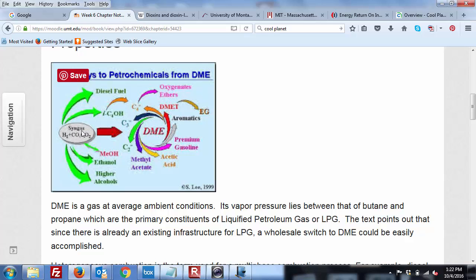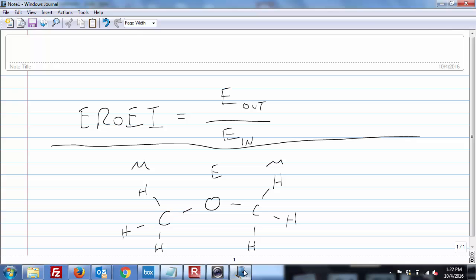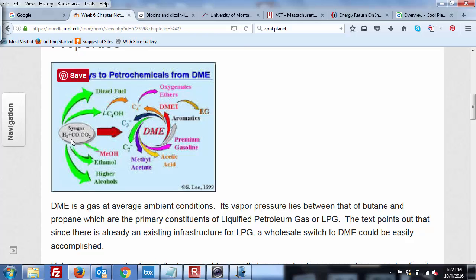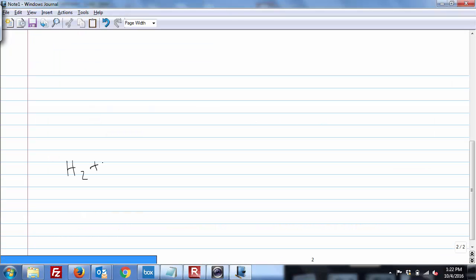And how do you get from syngas to DME? Well, here's your carbon, here's your oxygen, and here's your H2. I do not know all of the details, but more or less what's going on in these processes. Let's just look at syngas, H2 plus CO, CO. Let's draw the whole thing out as C2OH6. That's the formula for it.